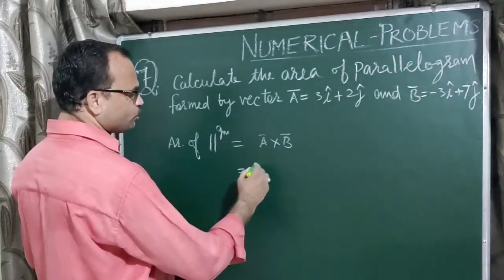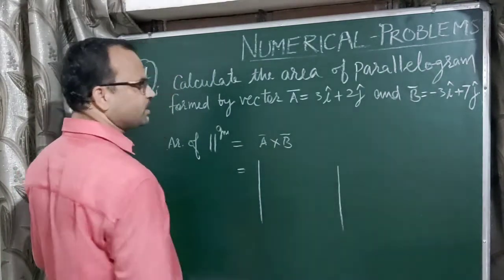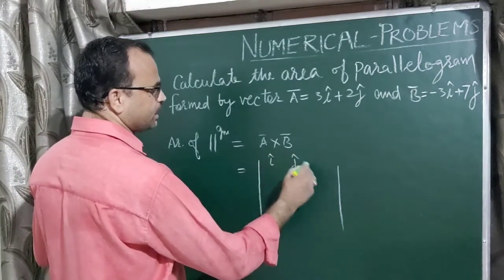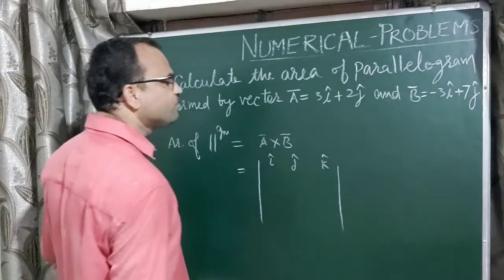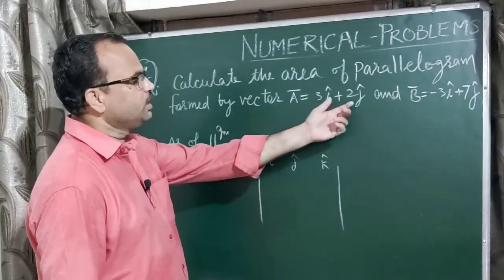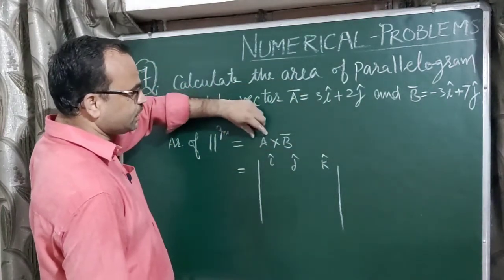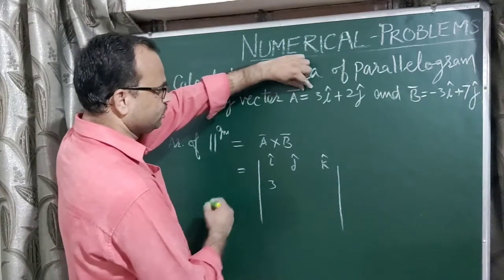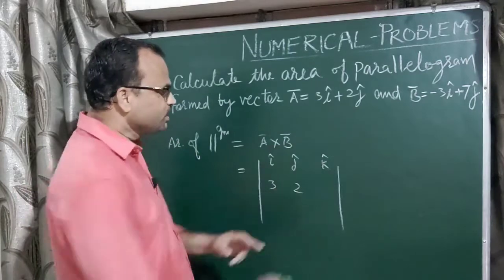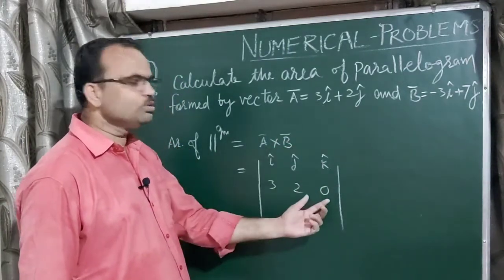And this A cross B can be written in the form of a matrix. So here we write i cap, j cap and k cap. After that we have to put the coefficients of i and j in the A vector. First in the A vector, because the first letter is A. So here i is 3, j is 2, and k is 0, because here it is given up to j only. So k is 0.